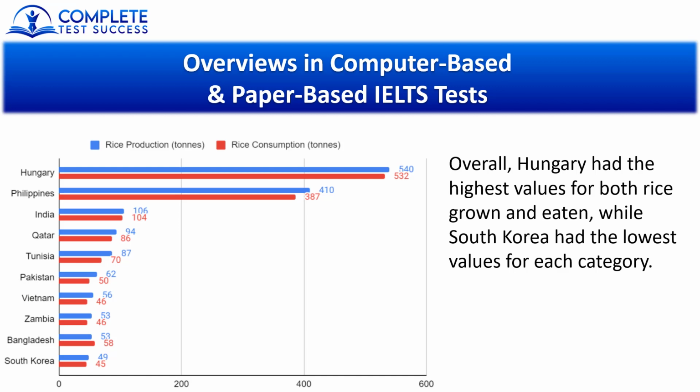Okay, and again, now I have the information organized, so I'm just going to take which ones were highest, which ones were lowest, and put that information into my overview. And then the overview would look something like this. Overall, Hungary had the highest values for both rice grown and eaten, while South Korea had the lowest values for each category.